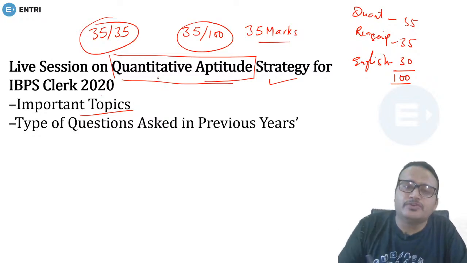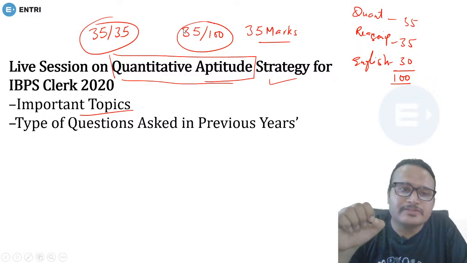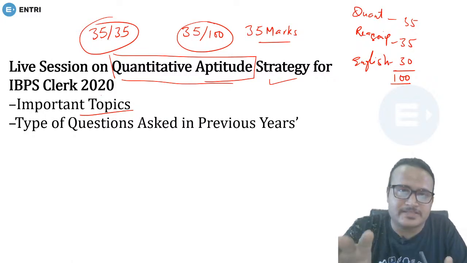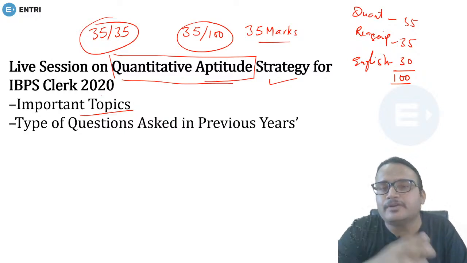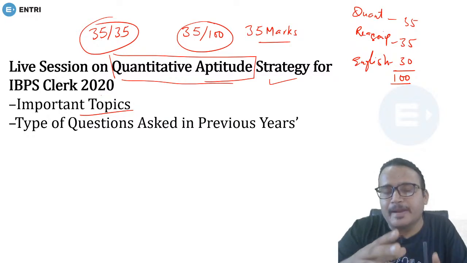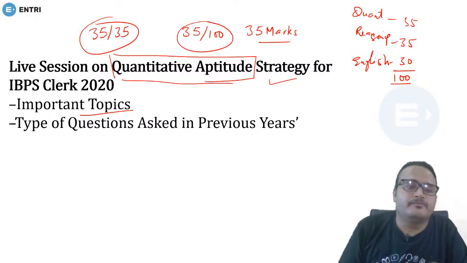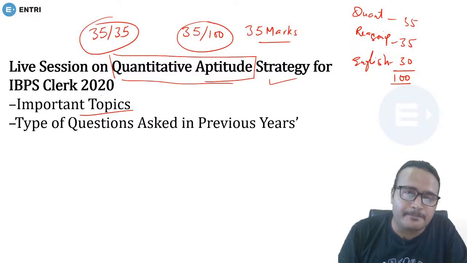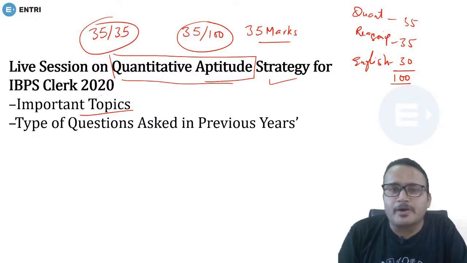The specialty of banking and insurance exams is that the question paper pattern is fixed. Only the difficulty level of the questions varies. Since the pattern is fixed, we know what the important topics are and how many questions there are from each particular topic. So we're going to talk about that today.